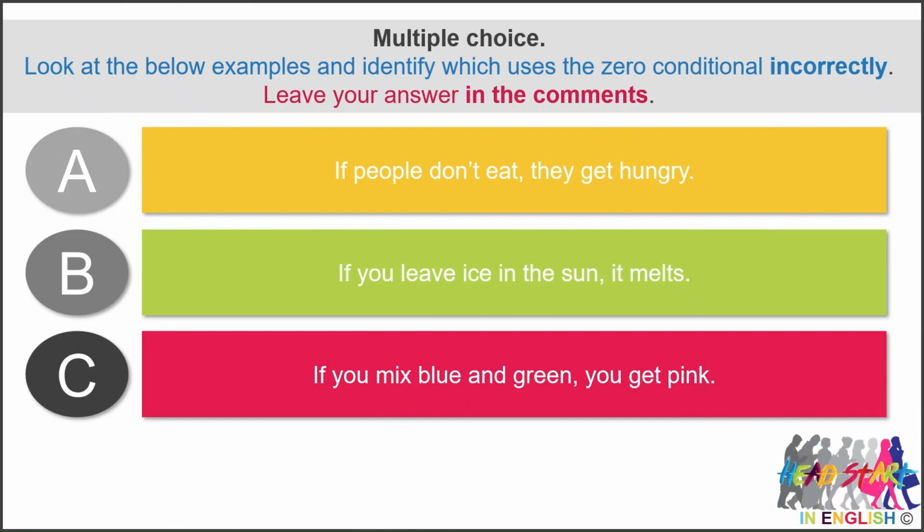Look at the below examples and identify which uses the zero conditional incorrectly. Leave your answer in the comments, A, B or C, and if you can explain why, even better. If people don't eat, they get hungry. If you leave ice in the sun, it melts. If you mix blue and green, you get pink.